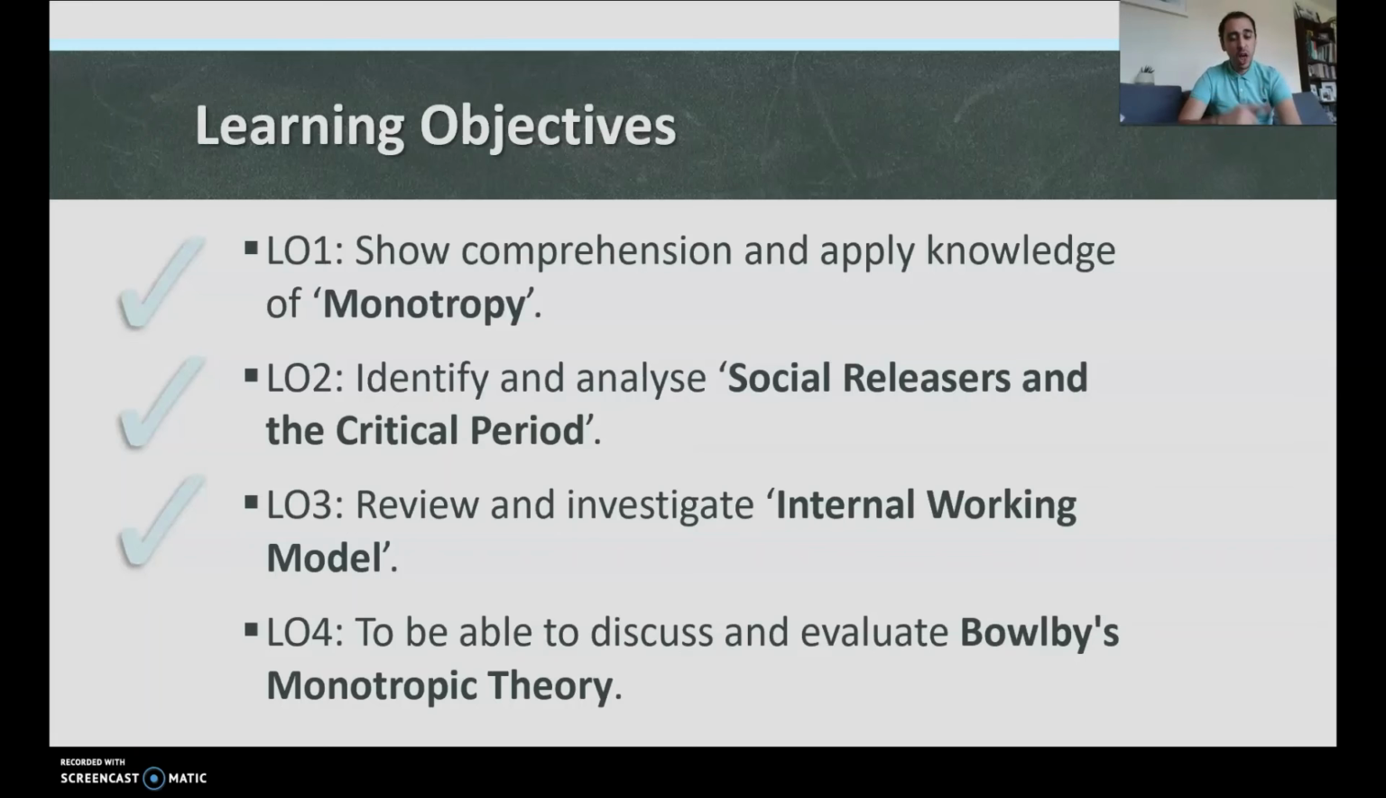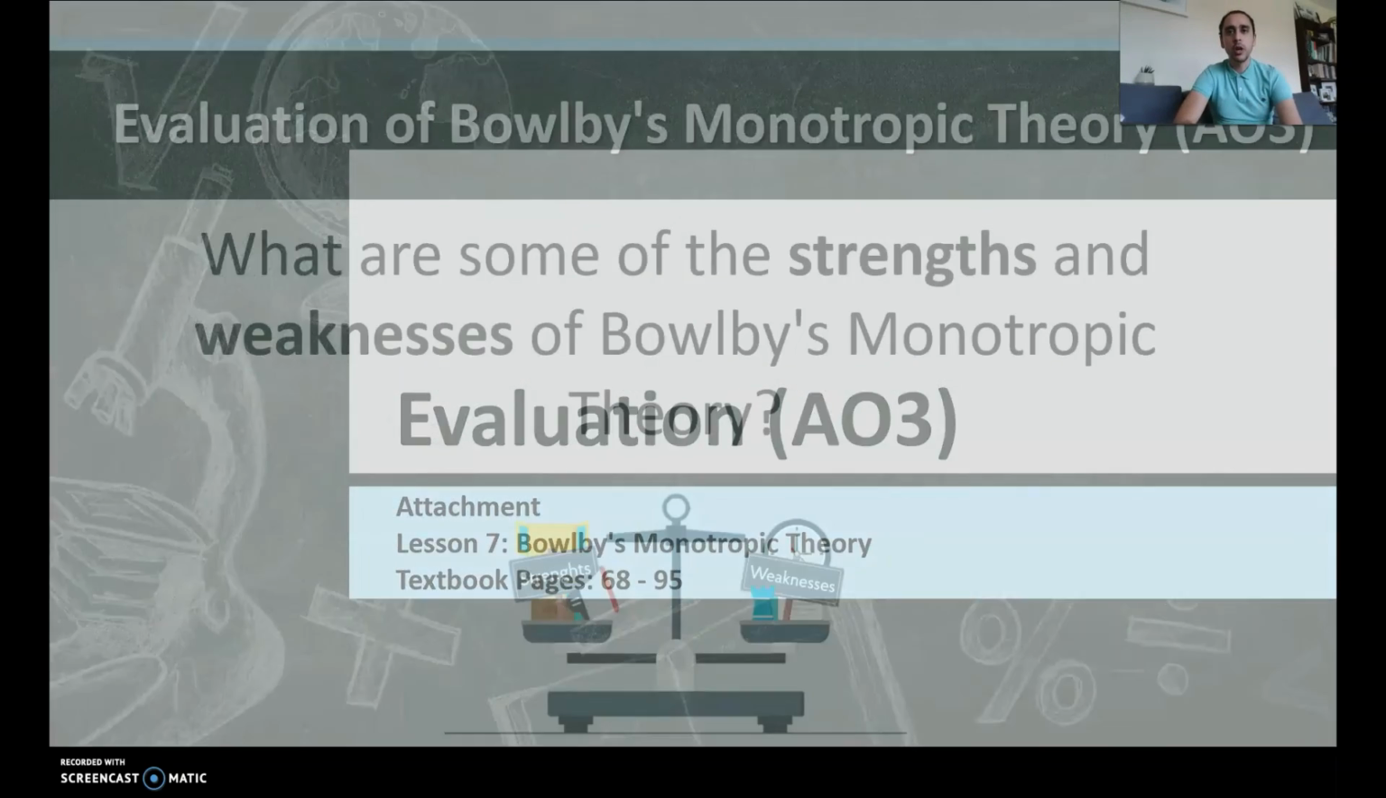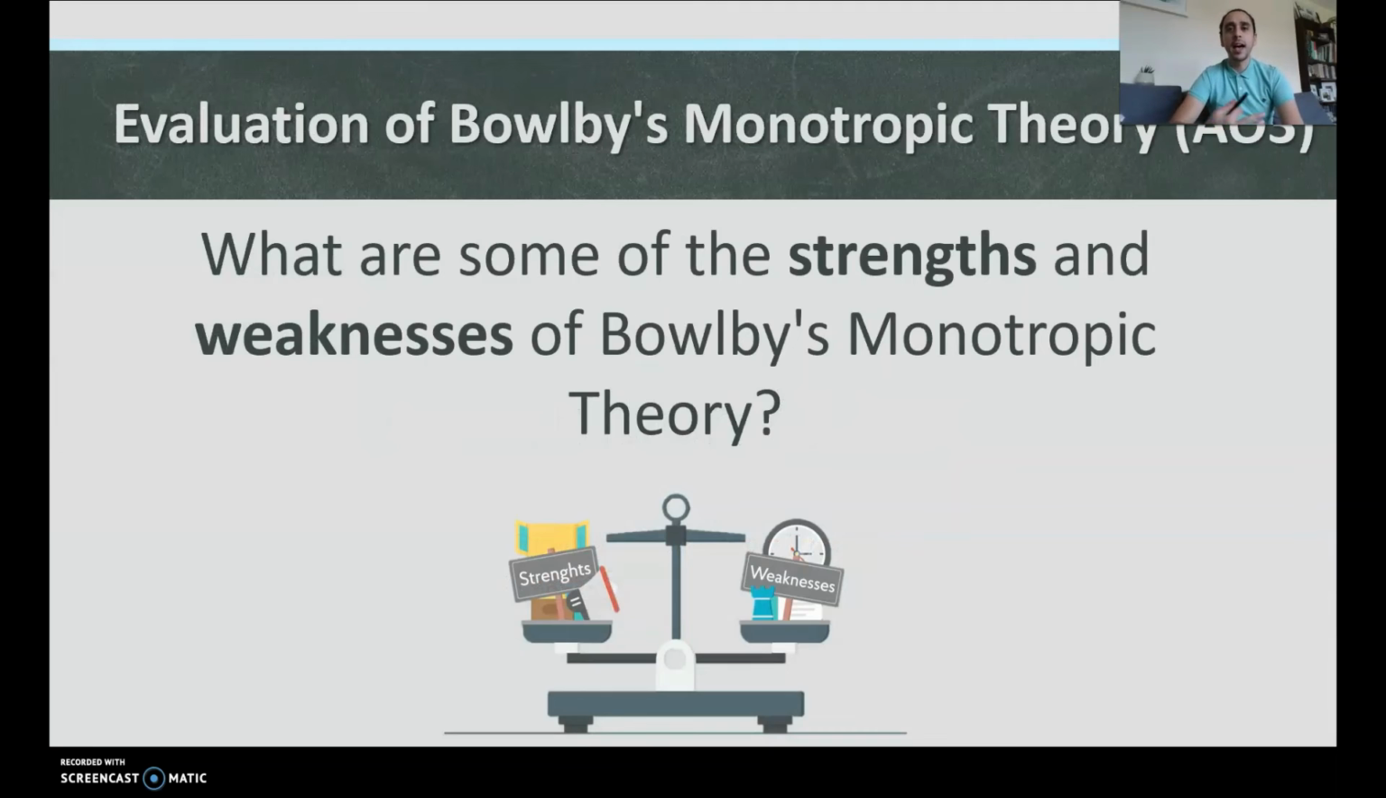What do you think about it? Do you like it? Do you think it's good? Do you think it's bad? Why do you think it's good? Why do you think it's bad? Is there any supporting evidence? Is there any conflicting evidence? This is evaluation. What are some of the strengths and limitations of Bowlby's monotropic theory?